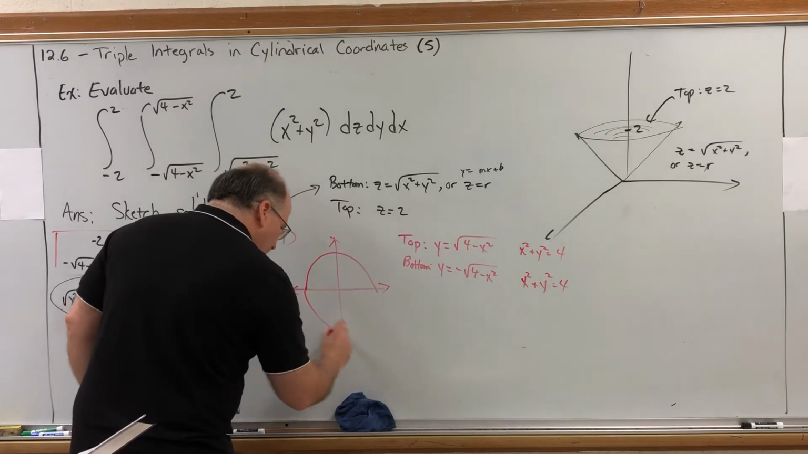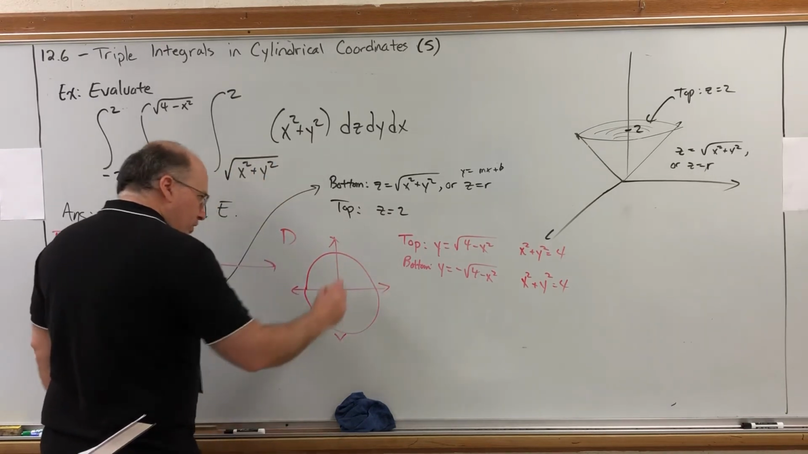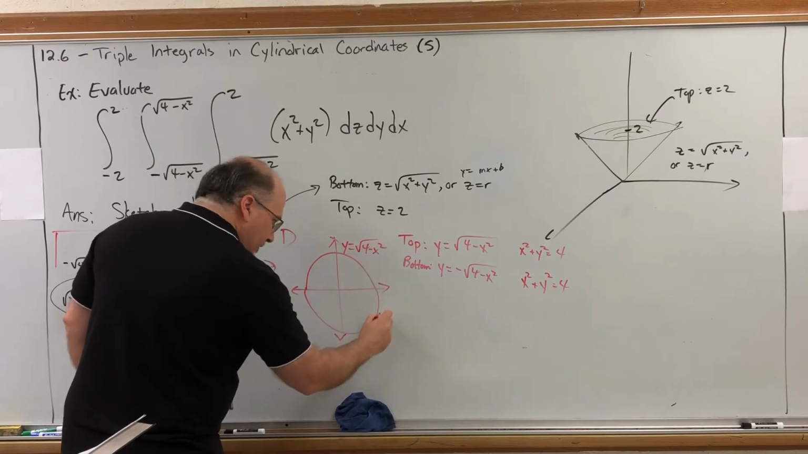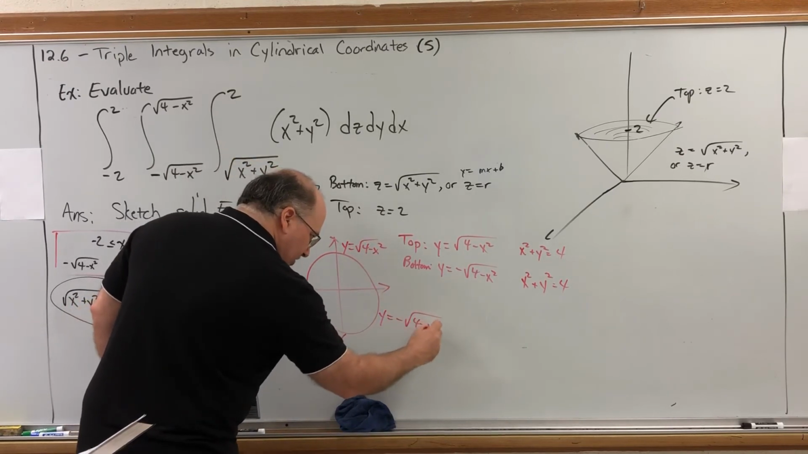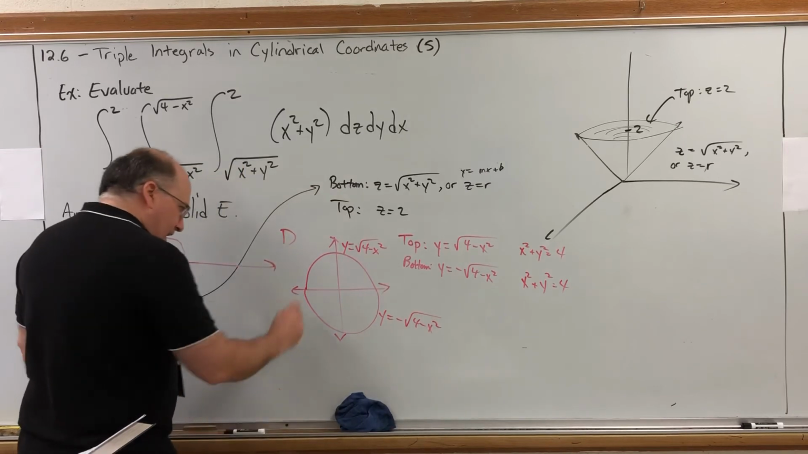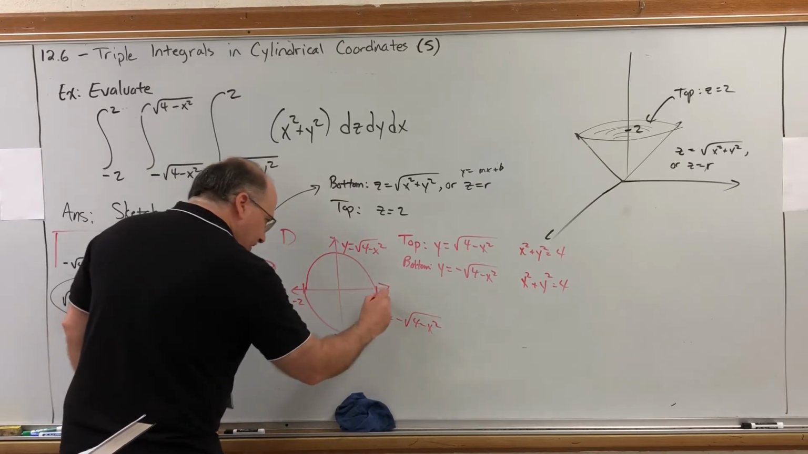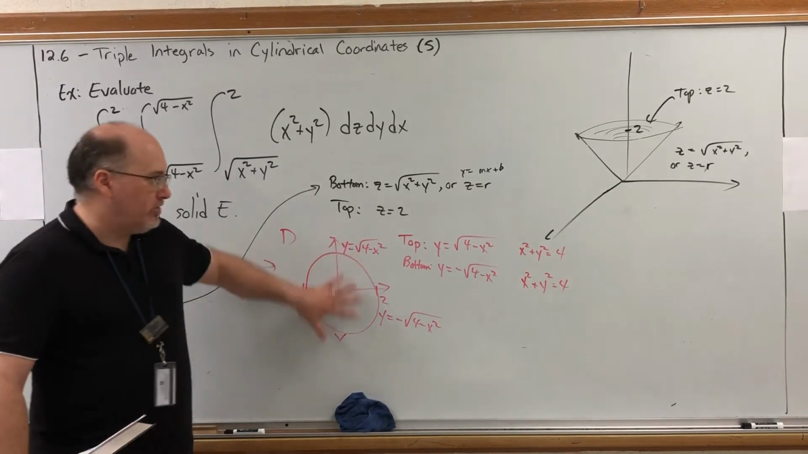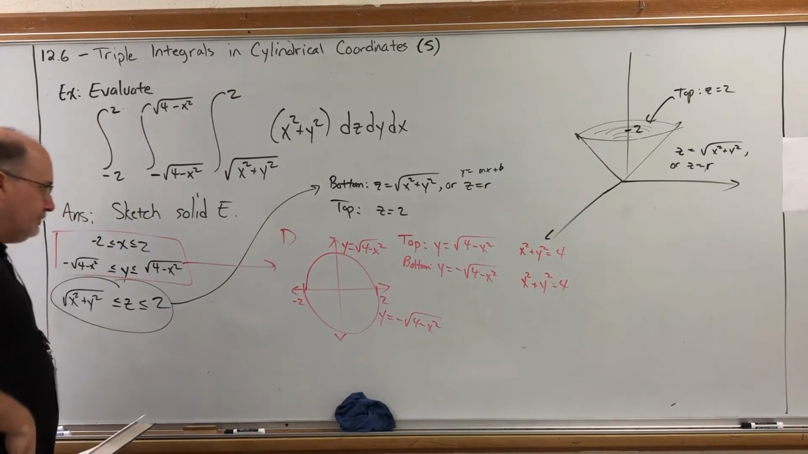What's the radius of the circle? 2. So here's y equals the square root of 4 minus x squared on the top, y equals negative square root of 4 minus x squared on the bottom, and the x's are ranging from -2 to 2, which is what we had over here. So everything is suggesting that that's the solid, and this is its projection into the xy plane, the region over which we'll evaluate the double integral.